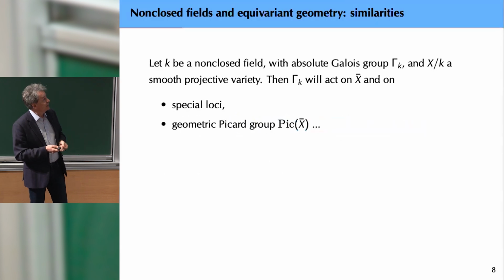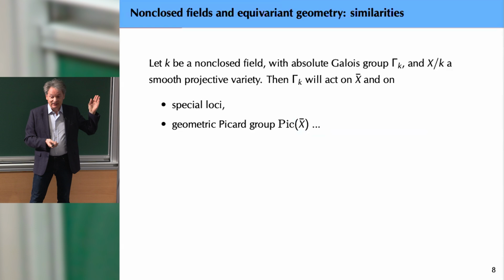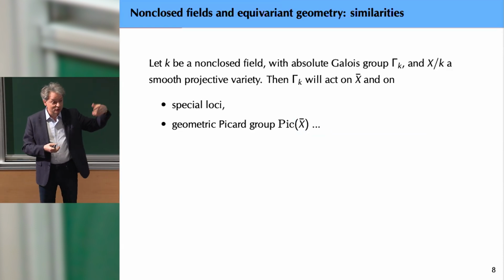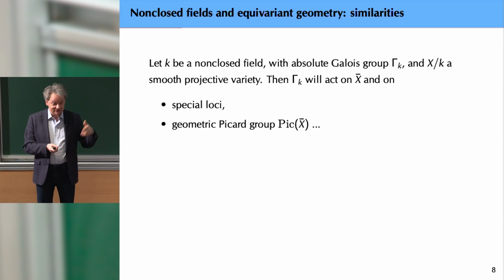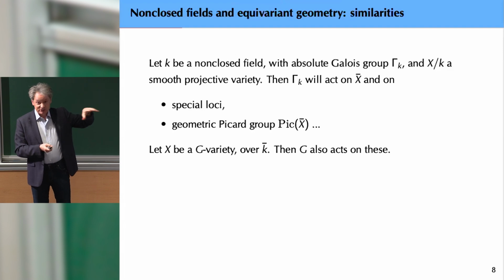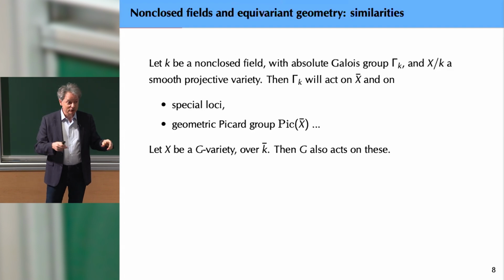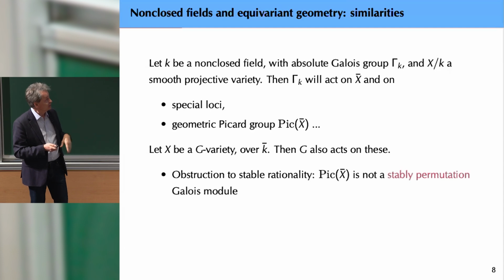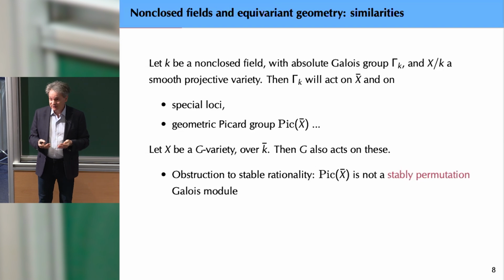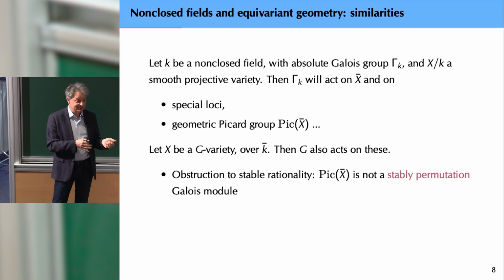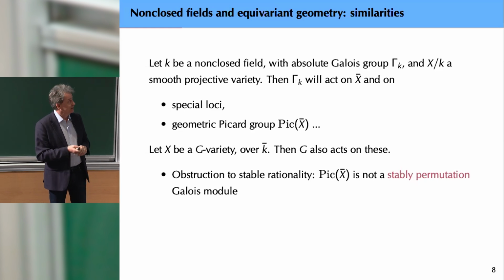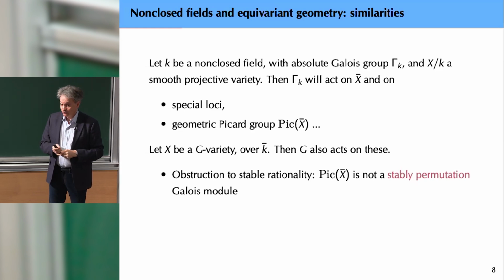Okay, so similarities and differences. Of course, one of the motivations for Manin was, well, you look at the cubic surface, 27 lines, you could have a Galois group that acts on these 27 lines, or you could have some symmetry group. And so naturally, all special loci, if you have like a singular locus and so on, they'll be preserved under the action. If you have a G variety, of course, G, the symmetry group, will also act on these. And so one first obvious abstraction to rationality and also linearizability is for the Picard group being a stably permutation module. So what does it mean?